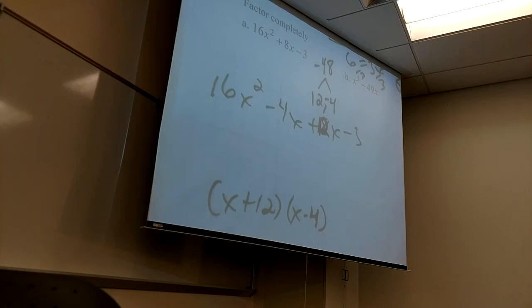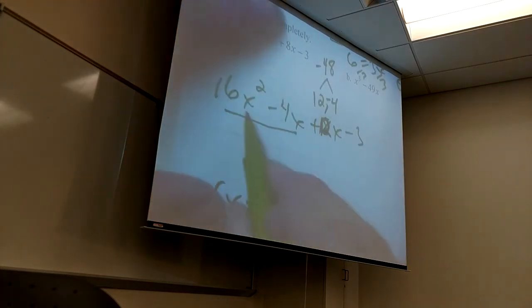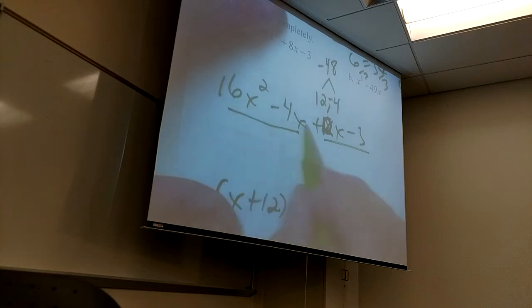But now, how many terms do I have? 4. And what can I do then? Grouping. I love it. And grouping is relatively easy. It comes out of these two. Good. 4x.